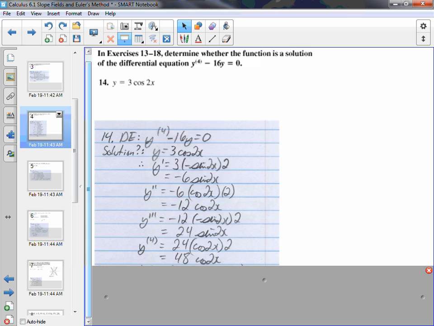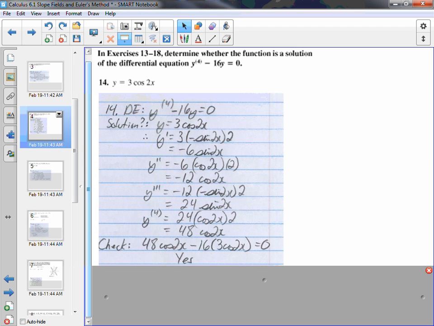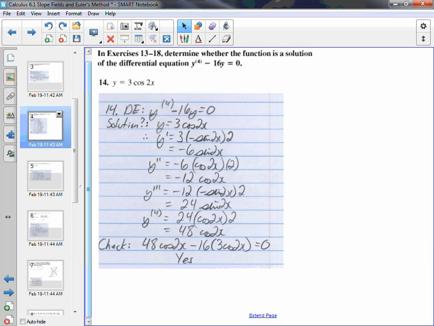So, in your original DE, replace the fourth derivative of y with 48 times the cosine of 2x. Replace y with 3 times the cosine of 2x. And then see if we get a true statement. And we do, because 48 times the cosine of 2x minus 48 times the cosine of 2x does, in fact, equal 0.